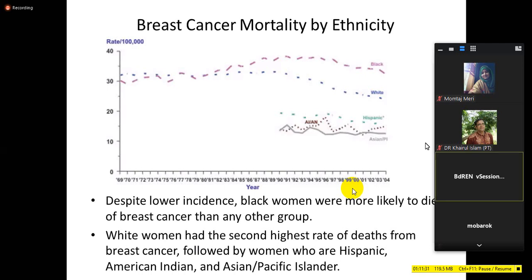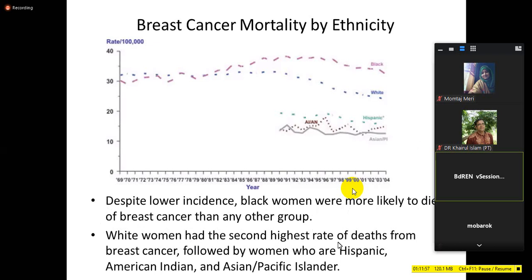So in terms of their educational status, or economic status or occupation, they are more vulnerable, and that's why they are dying. যেটা বললেন, টাকা না থাকলে তো ডাক্তারের কাছে যেতে পারবে না। ওরা যখন ডাক্তারের কাছে যায় তখন খুব অ্যাডভান্স স্টেজে, যখন আর চিকিৎসা করা যায় না। And that's why, despite lower incidence, black women are more likely to die of breast cancer than the other groups.